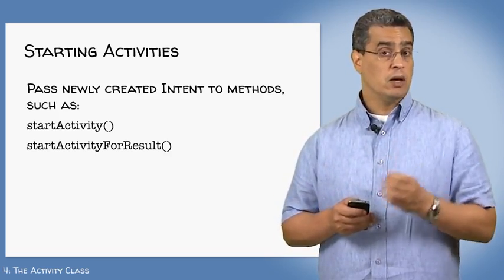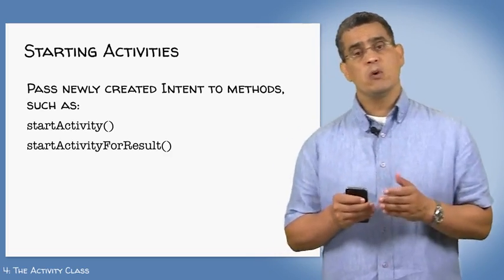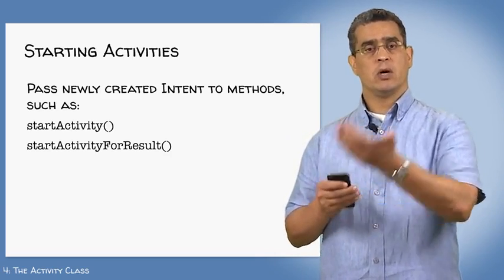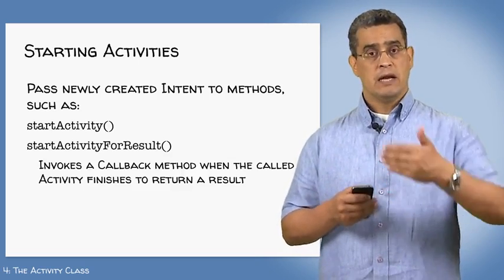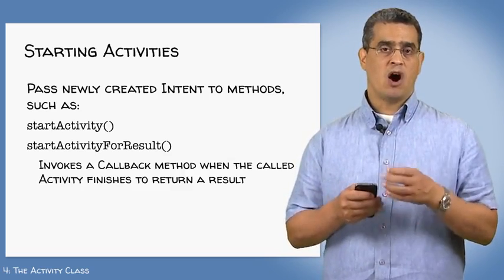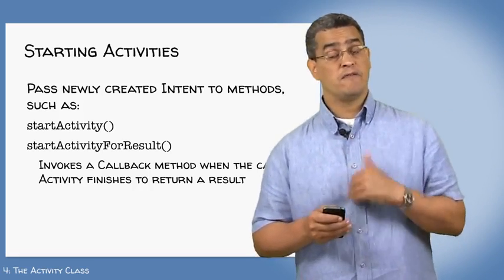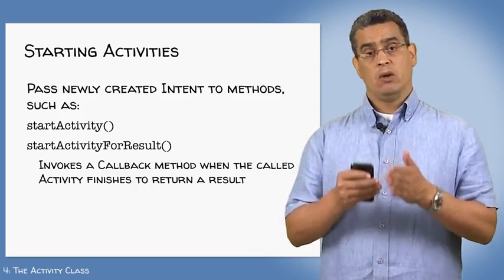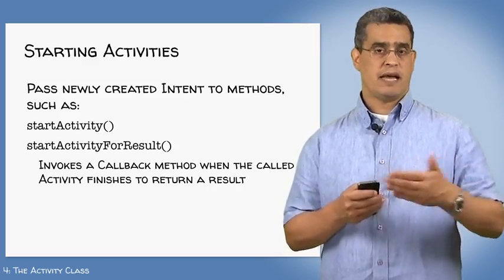StartActivityForResult will also start up the desired activity, but it will do so with the expectation that the started activity will provide a result back to that calling activity. And in this case, the result is communicated back by a call to that activity's onActivityResult method. And we'll come back to that in a few minutes. So, for now, let's go back into Eclipse and look at how Map Location actually starts up the Google Maps activity.